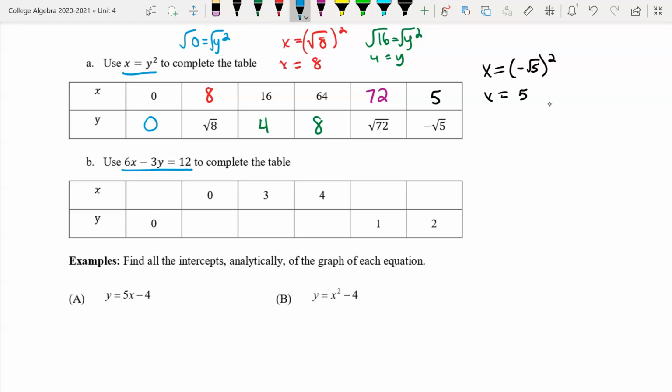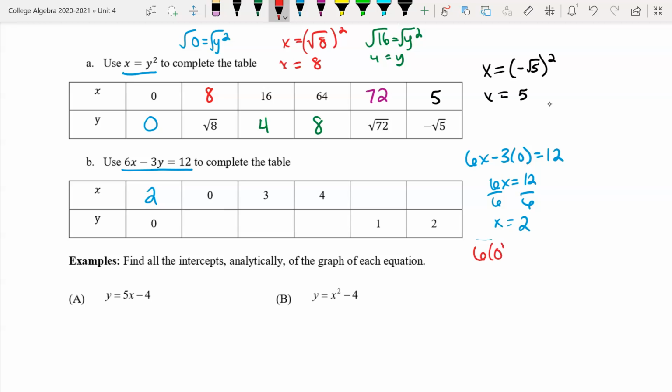All right, they get a little bit harder. They'll give you something like this, a full-on equation. Same thing though, we're just plugging it in. So this is saying that y is 0. So I would do 0 for the y. 3 times 0 gives me 0. So 6x equals 12. I'm going to divide by 6. X is 2. Same way with this next one.